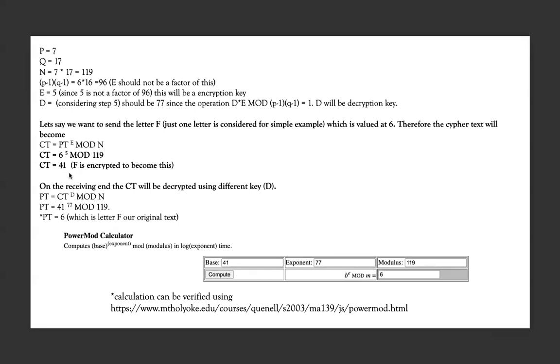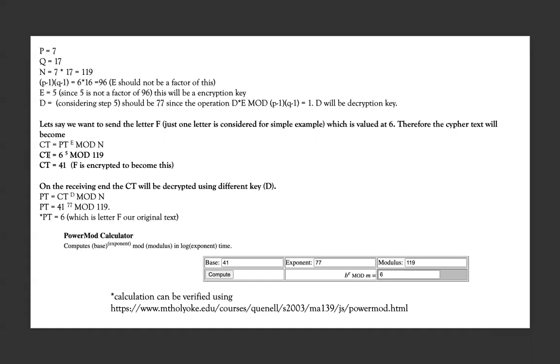So to create encrypted text, we have the plain text, which is 6, because we're transferring F. We take the exponent using E. E is 5. And we take a mod from N. N, as we calculated before, is 119. Q is 17 and P is 7. So N is 7 into 17, P and Q. So that's 119. So PT, plain text, exponent the encryption key, modulus 119. Whatever the answer is, that will be my ciphertext.